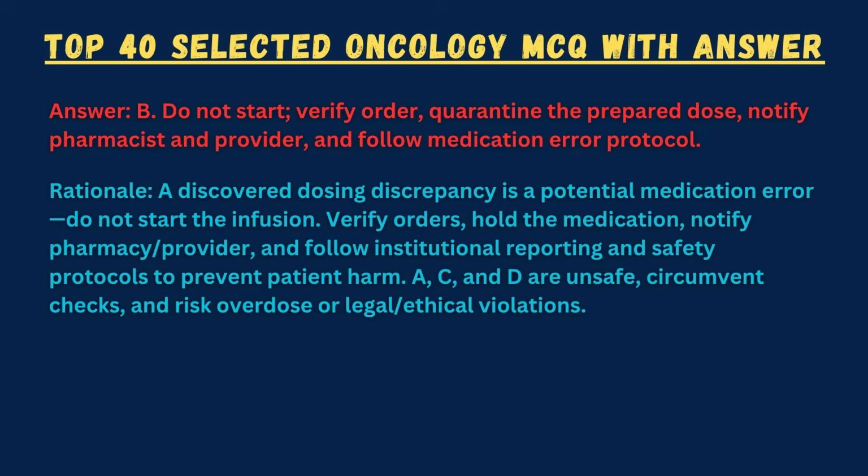Answer. B. Do not start. Verify order, quarantine the prepared dose, notify pharmacist and provider, and follow medication error protocol. Rationale. A discovered dosing discrepancy is a potential medication error. Do not start the infusion. Verify orders, hold the medication, notify pharmacy/provider, and follow institutional reporting and safety protocols to prevent patient harm. A, C, and D are unsafe, circumvent checks, and risk overdose or legal or ethical violations.